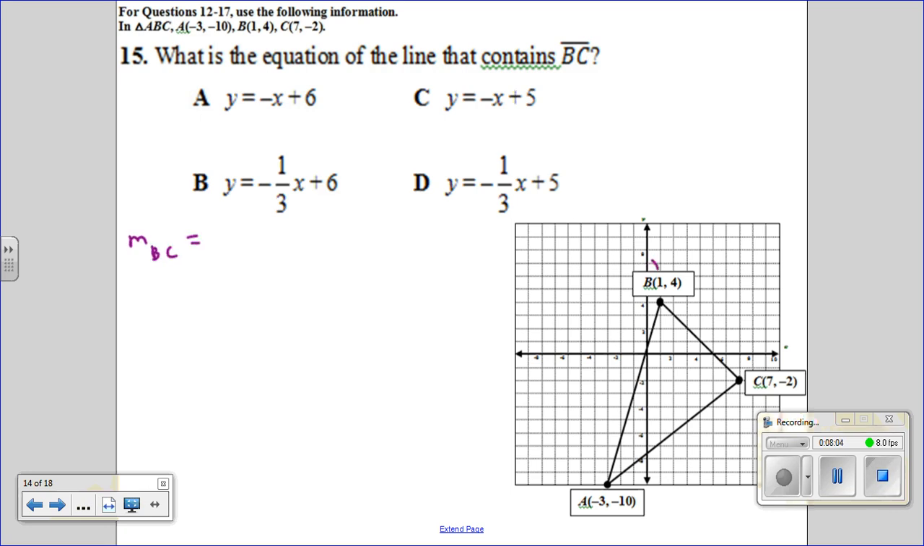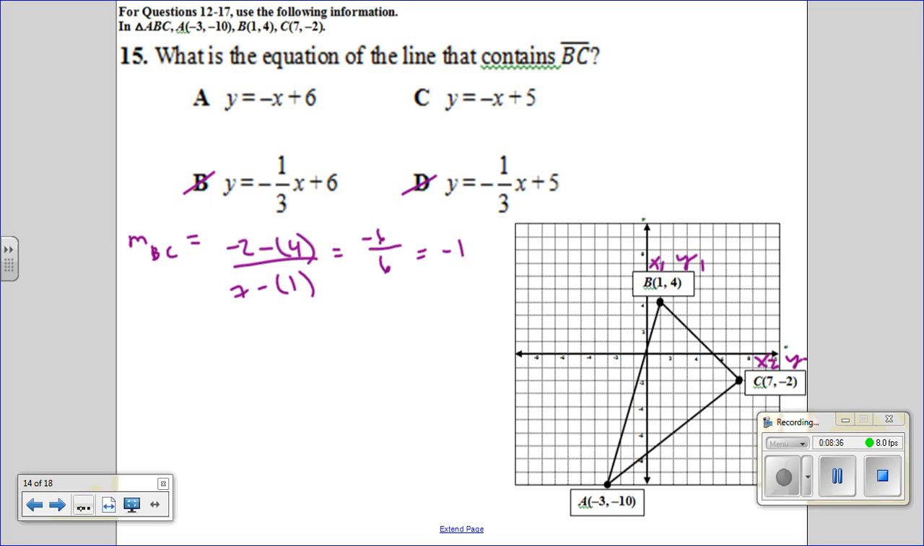So let's say this is x1, y1. This would be x2, y2. So y2 is negative 2, y1 is 4, x2 is 7, x1 is 1. So that would give me a negative 6 over a positive 6, which reduces to a negative 1. Right off the bat, that would eliminate choice B and D.